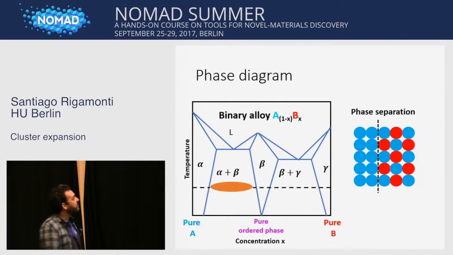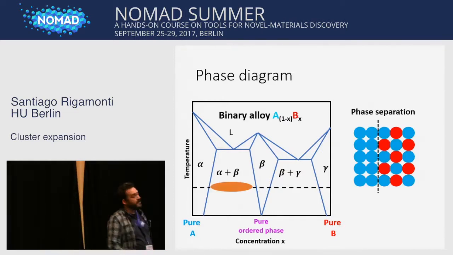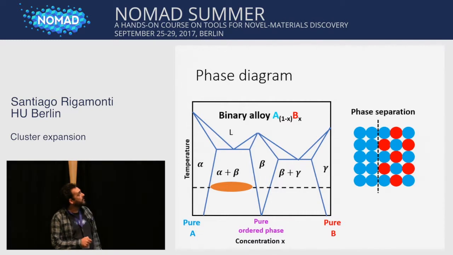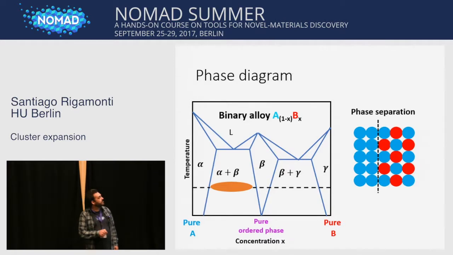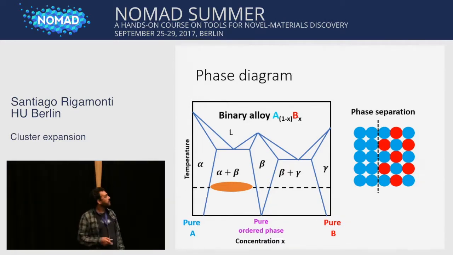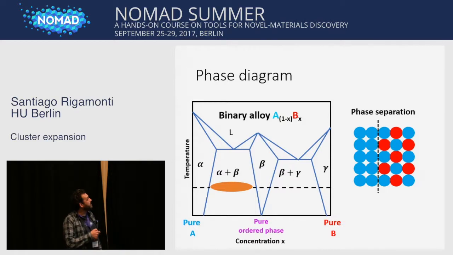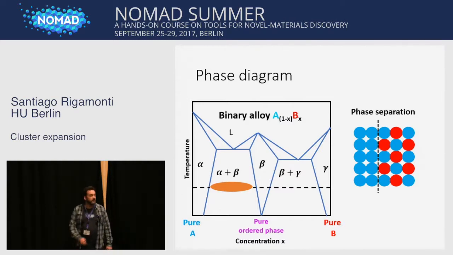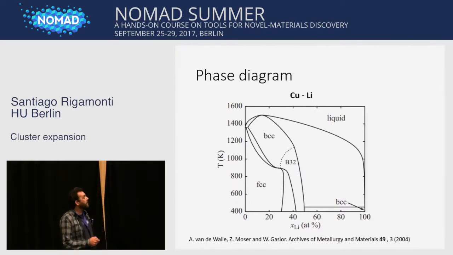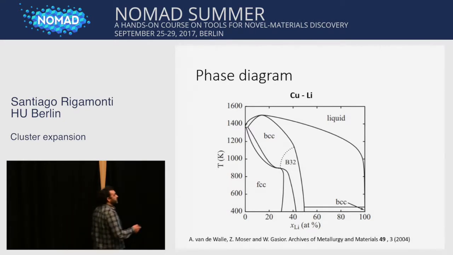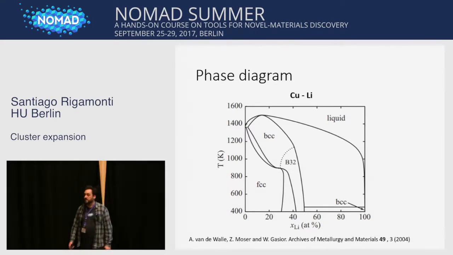And these gaps here show phase separation regions where we could have a bit of phase alpha and a bit of phase beta, as shown here. As you can see, there is a temperature axis that would tell us what are the concentration ranges for different phases at different temperatures. This is an example of a phase diagram obtained with the cluster expansion method for a copper-lithium binary alloy. As you can see, one can obtain quite a complex description of the material.